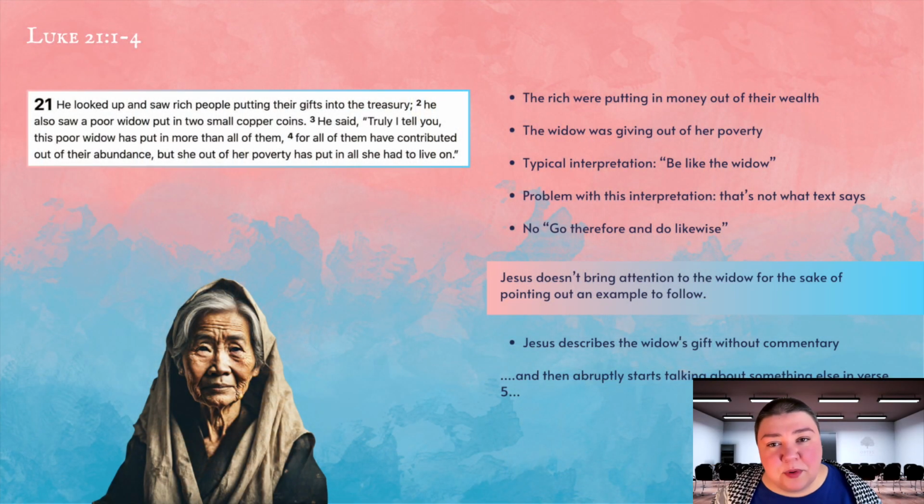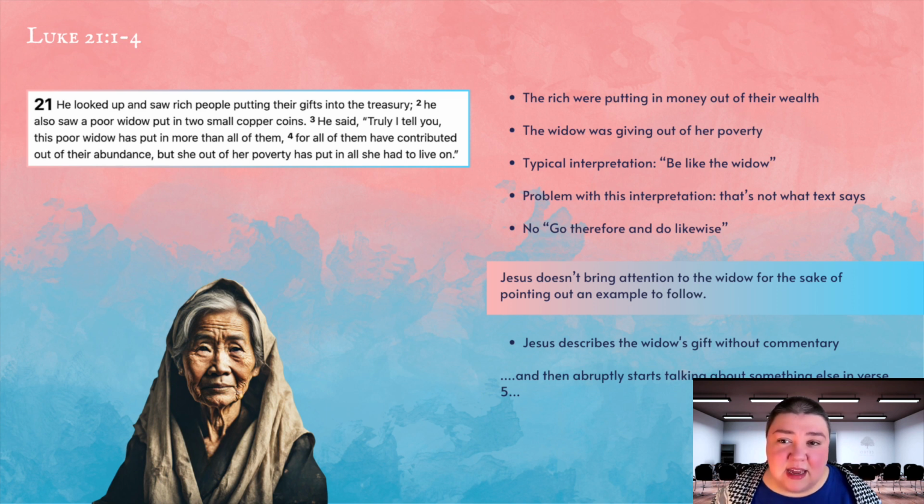The rich were putting in money out of their wealth. This widow was giving out of her poverty. The typical interpretation is that we should be like the widow, not like the rich people. The rich people just give a little bit. They make a show. She doesn't do it for a show. She does it with dignity, not to have others look at her. But there's a bit of a problem with this interpretation. It is nowhere in the text at all.